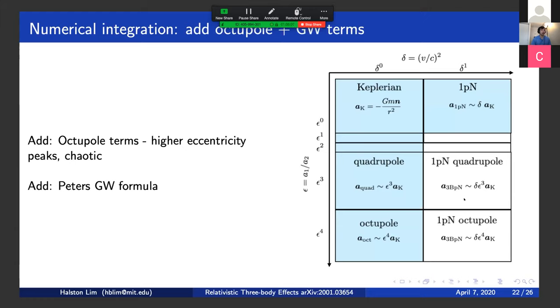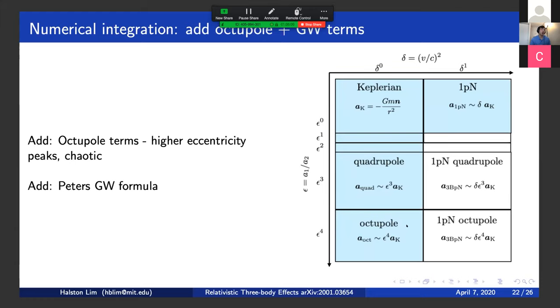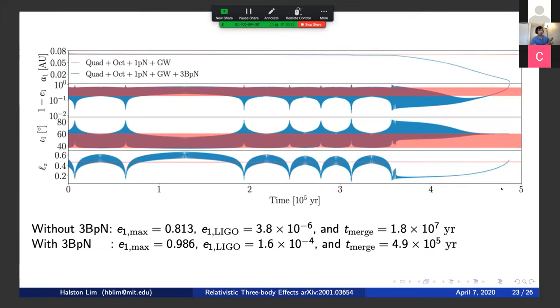Okay, so that was a simple test. I'm going to add back in the higher order cosi octupole terms, and I'm also going to add the Peters gravitational wave formula to see the effect on the cosi-induced mergers. So I'm going to be including these and comparing the effect of adding these as well.